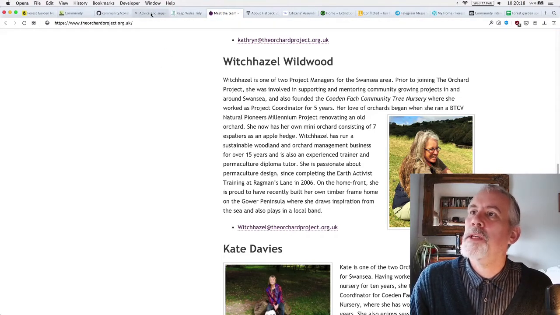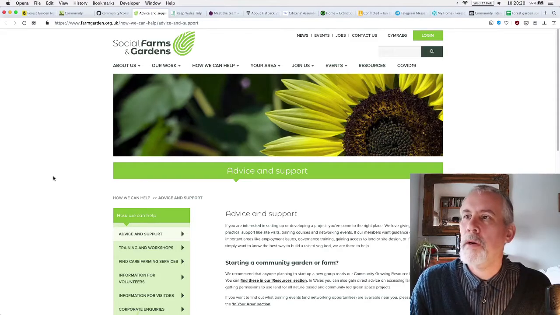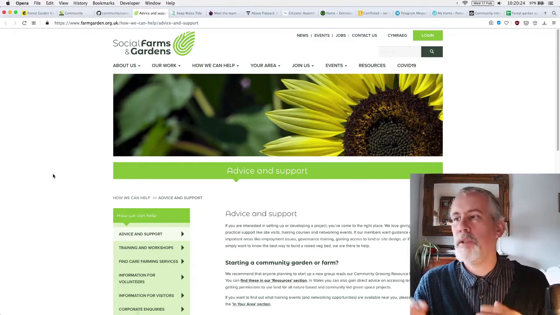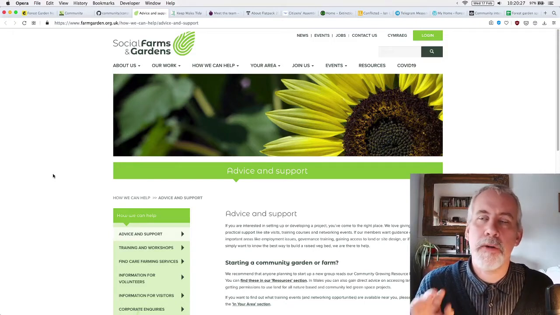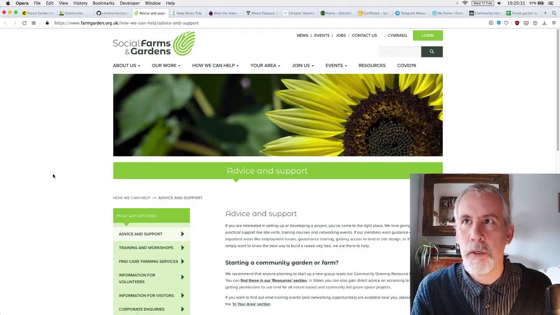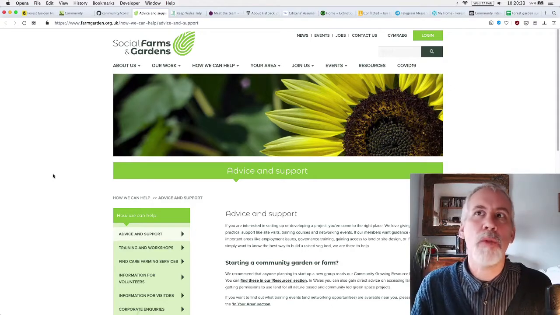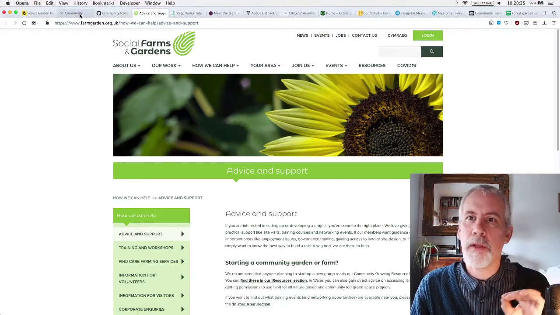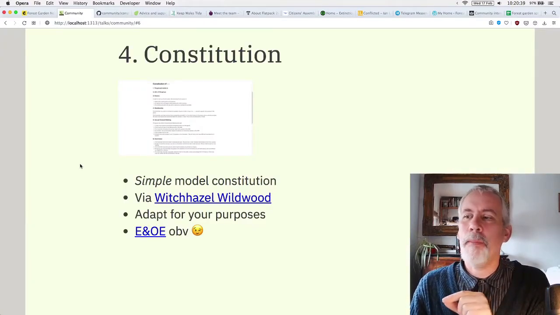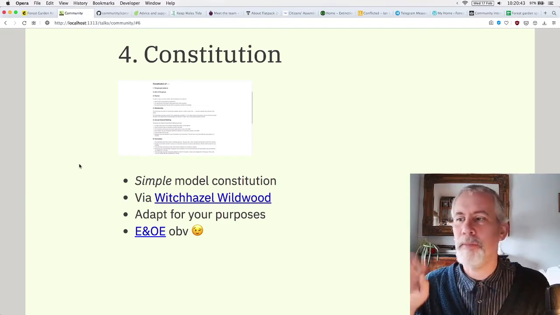And the other one that she said is well worth having a look at: social farms and gardens, and there's a whole section on there, starting a community garden or farm. So social farms and gardens, that's farmgarden.org.uk. Whole load of information. I haven't even scratched the surface in looking at that. So I can't accept any legal liability for the constitution or anything. Obviously, it's for your own purposes. It's just a demonstration.